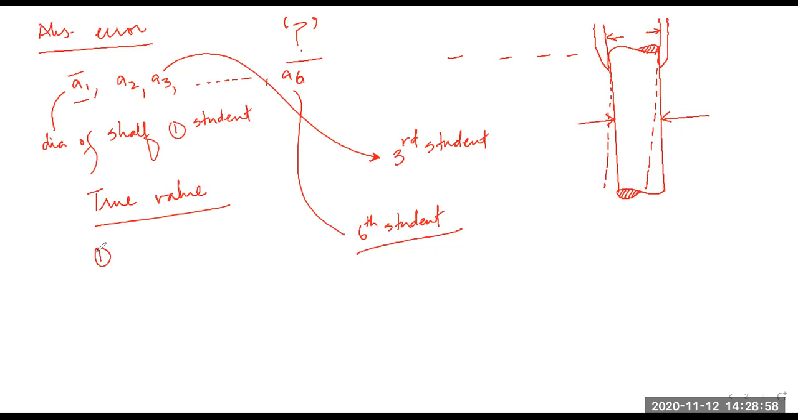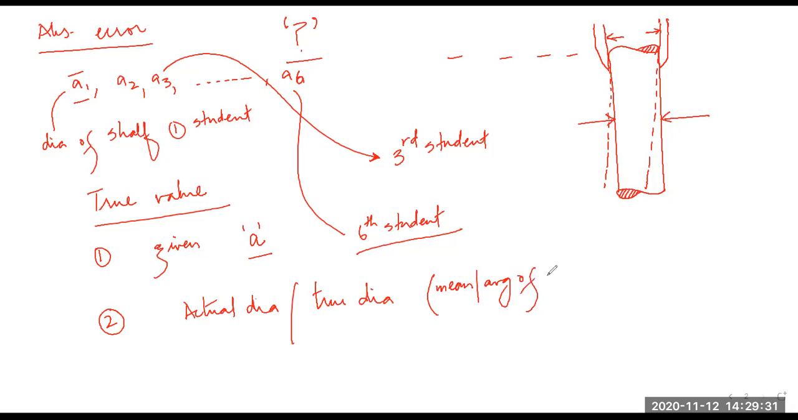Now, there are two cases. Sometimes the actual value is given. So that he says it is A. All right. Sometimes we need to do the experiment. We need to find out the actual value. We have taken 6 measurements. We will say our actual diameter, or our true diameter, is the mean or average of all these 6 observations, right? So students, what will be our actual diameter, or you can say our true diameter? Let's say that is AM.